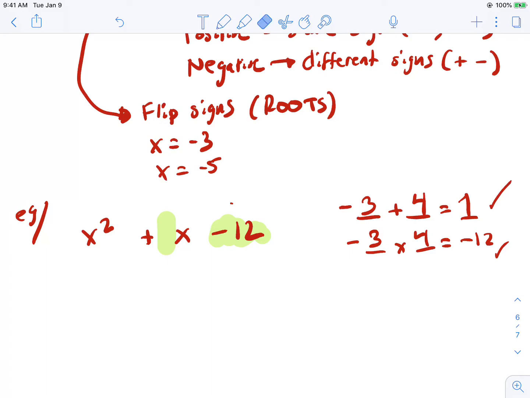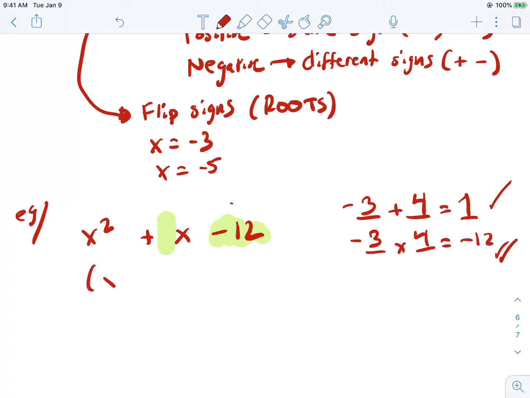What if I screwed that up, though? What if I said I'm going to use 3 and negative 4? Well, 3 times negative 4 is still going to give me negative 12, but what about 3 plus negative 4? Well, that's not going to work. That's going to give me negative 1. So my only option there was what we used first, which was negative 3. Perfect. So we'll use those.